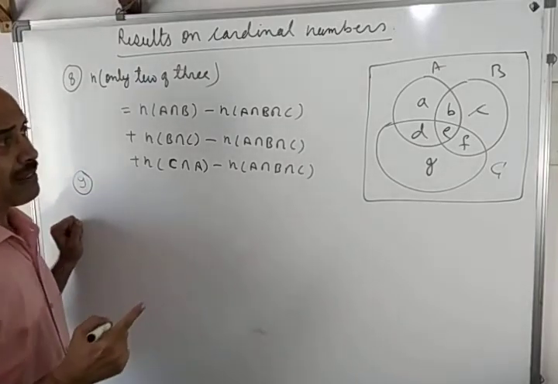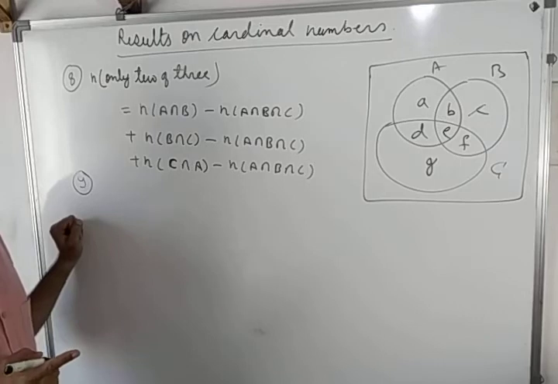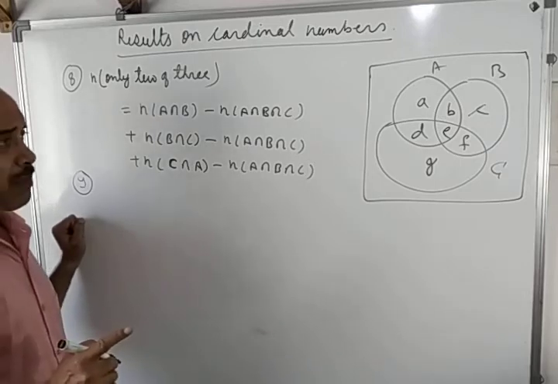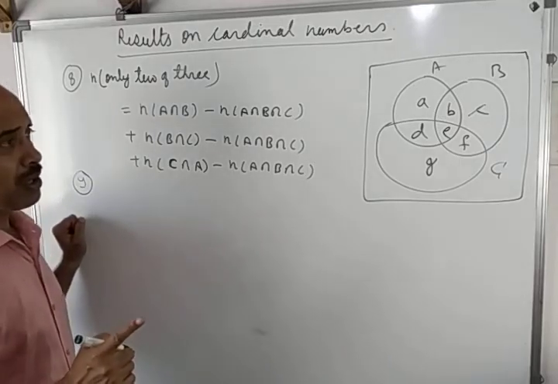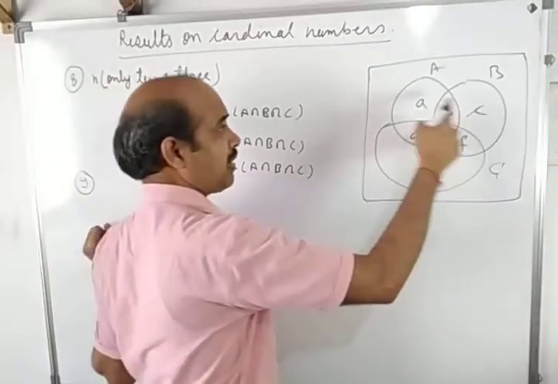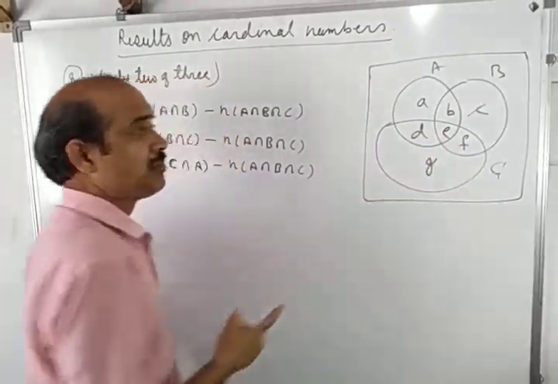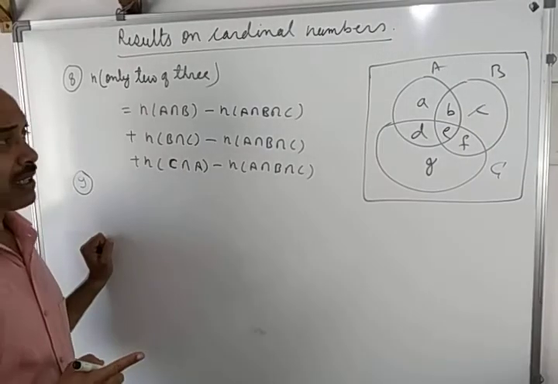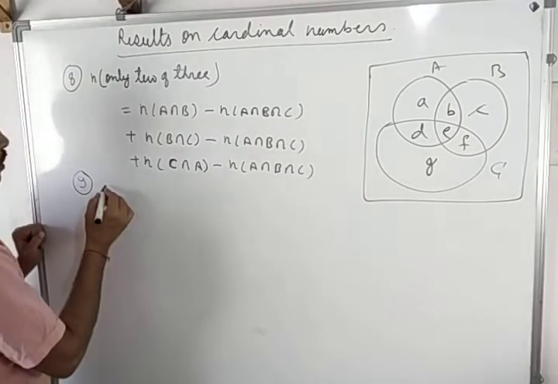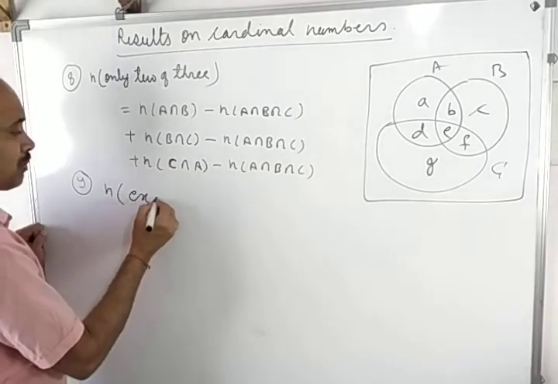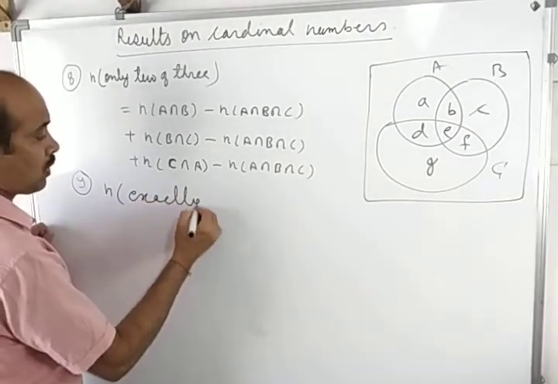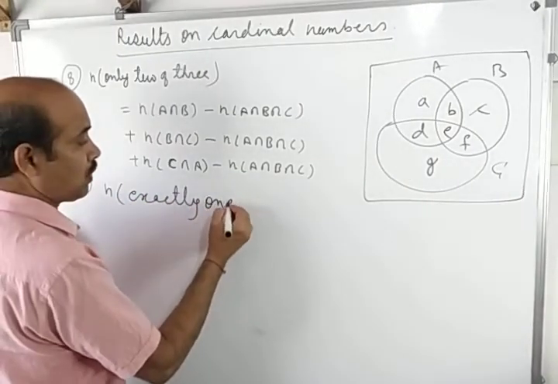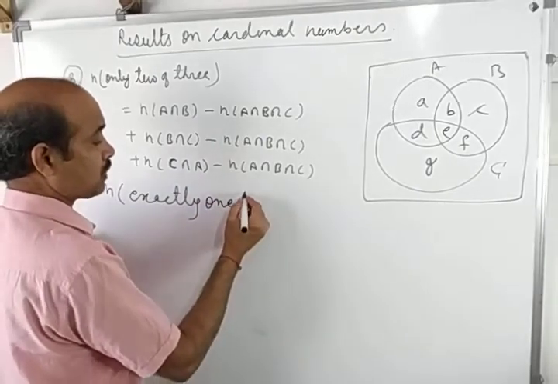Now if they are asking only 1, which I think we have discussed earlier, but once again I am revising, this is also very important. Only 1, that is A, C and G. This is the area where only 1 players are there. So exactly 1 or only 1.